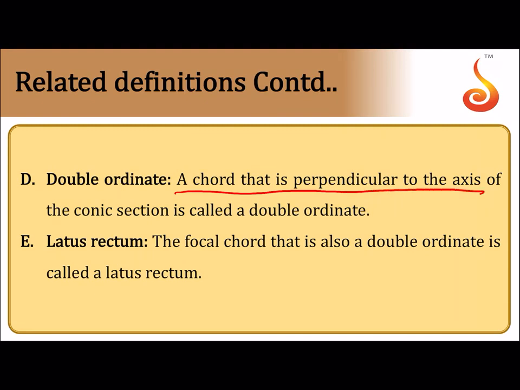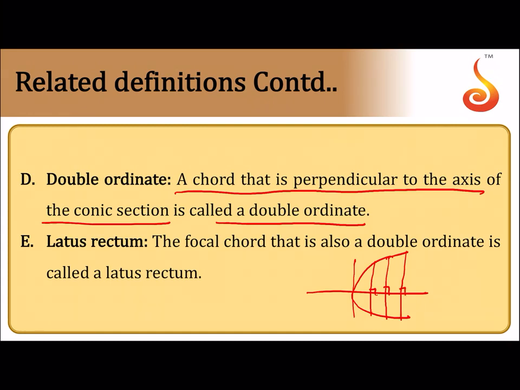Next one, double ordinate. A chord that is perpendicular to the axis of the conic section is called a double ordinate. Suppose I take a parabola. These are all double ordinates because they are perpendicular to the axis. Latus rectum: a focal chord that is a double ordinate is called latus rectum. A double ordinate that passes through the focus. Suppose this is the focus, AB is called the latus rectum.